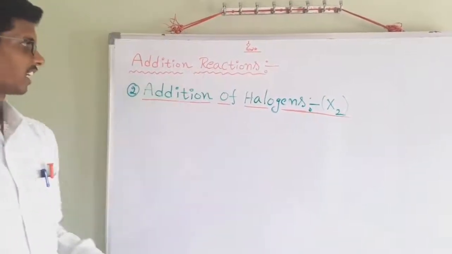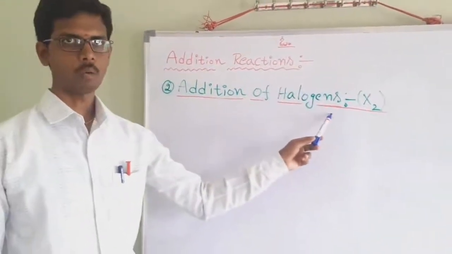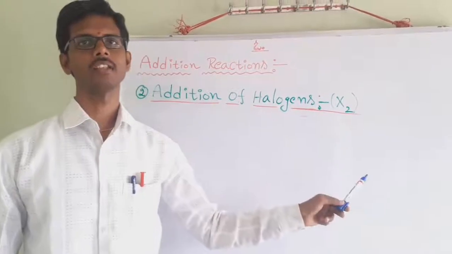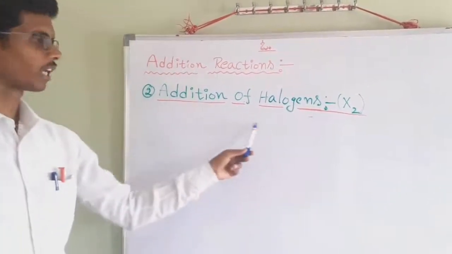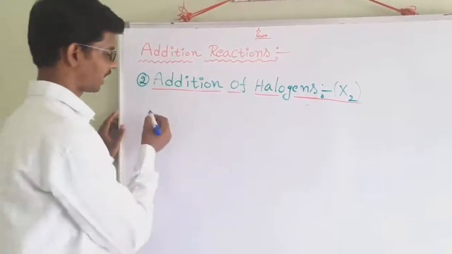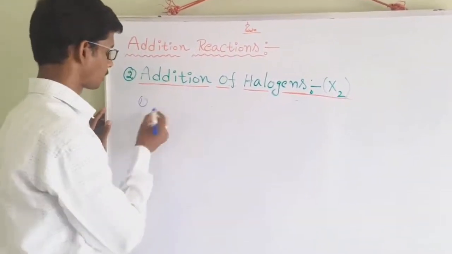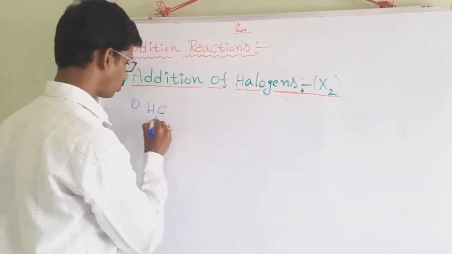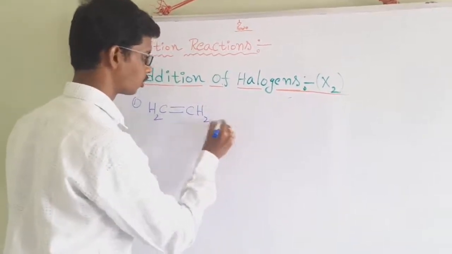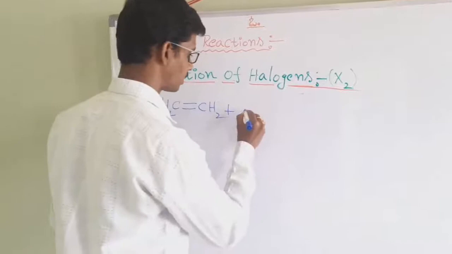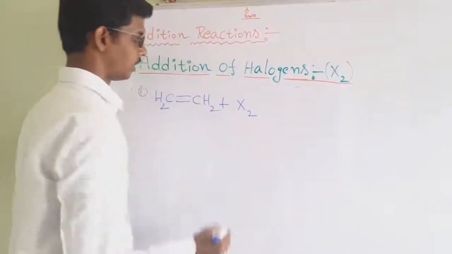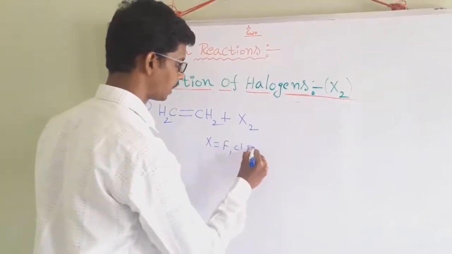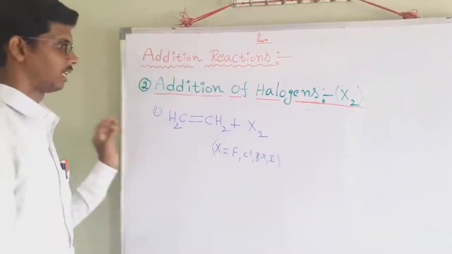Next type of addition reaction, that is nothing but addition of halogens. What are halogens? I already discussed. Either fluorine or chlorine or bromine or iodine. These are called as halogens. Okay. Here how the addition reaction takes place. Let us see by taking the first example. Suppose for example, let us take a simple example, that is nothing but ethene or ethylene. CH2 double bond CH2 to, suppose for example here halogen. Halogen general formula is X2. Here X may be either fluorine or chlorine or bromine or iodine, whatever it may be. This is a common example.